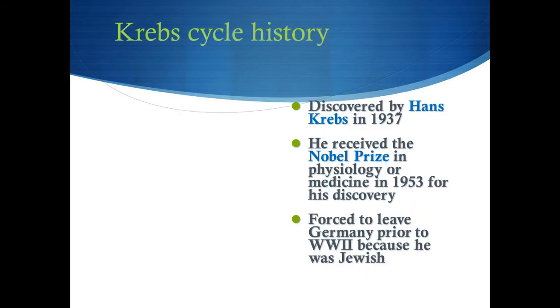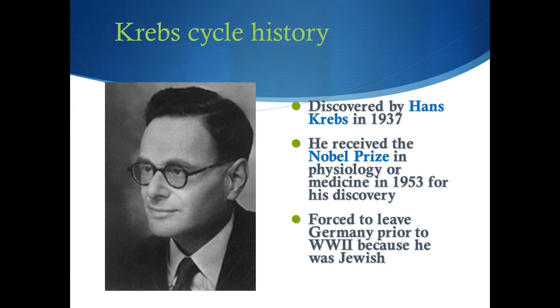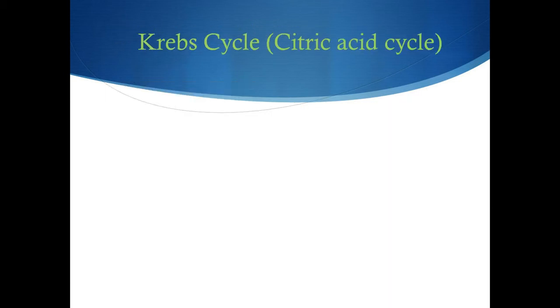A little history about the Krebs cycle. It was discovered by Hans Krebs in 1937, so in the history of science, that's not that long ago. He received the Nobel Prize in Physiology or Medicine in 1953 for his discovery, but he was forced to leave Germany prior to World War II because he was Jewish.